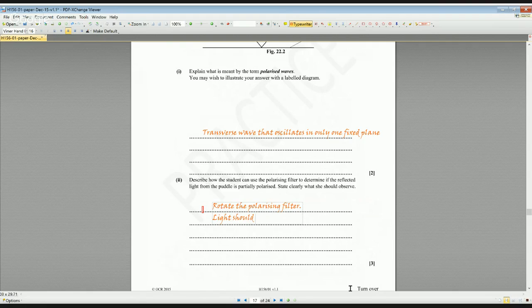So the first thing you need to do is rotate the filter. Light should vary in brightness, rotating bright and dim every 90 degrees. It won't go completely dark because it's partially polarized, not fully polarized. So some unpolarized light will always get through.